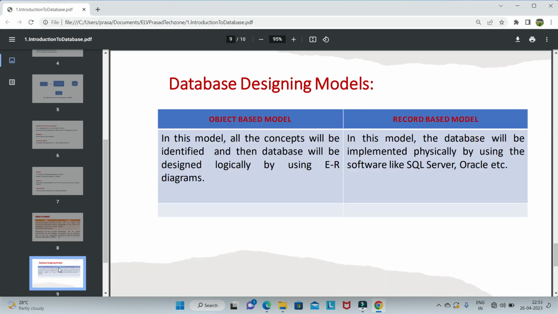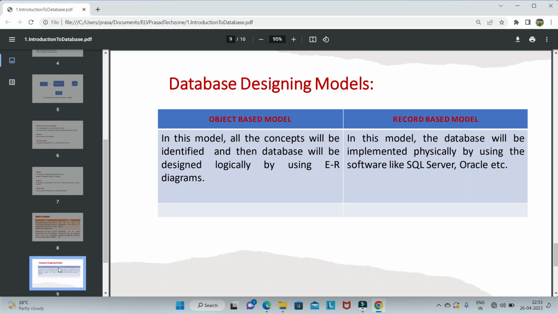Let's see the database designing models. There are two models: the object based model and the record based model. In the object based model, all concepts will be identified and then the database will be designed logically using the ER diagram. In case of the record based model, the database will be implemented physically by using software like SQL Server, Oracle and so on. These are the different concepts related to database.